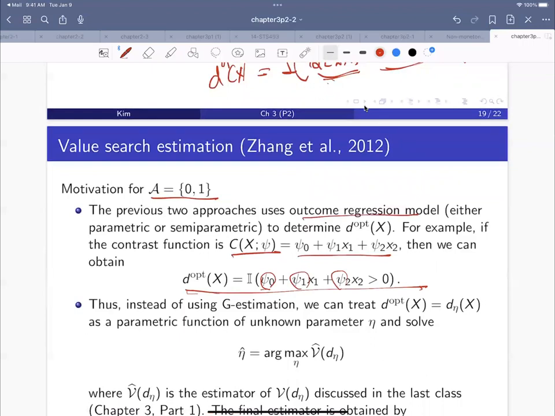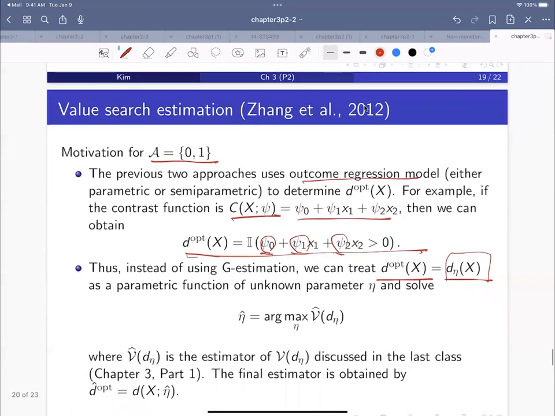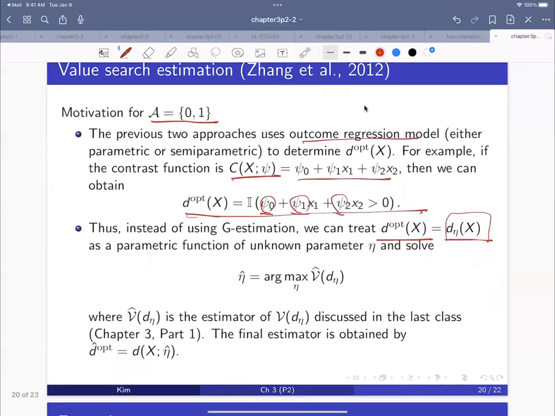Another way is to just treat this parameter as unknown. So let's write directly a model for the decision as a linear function of X. I mean, an indicator, of course. So some function of X. And sometimes we have a very good idea of what the rule is, but we just don't know the parameter in the rule.